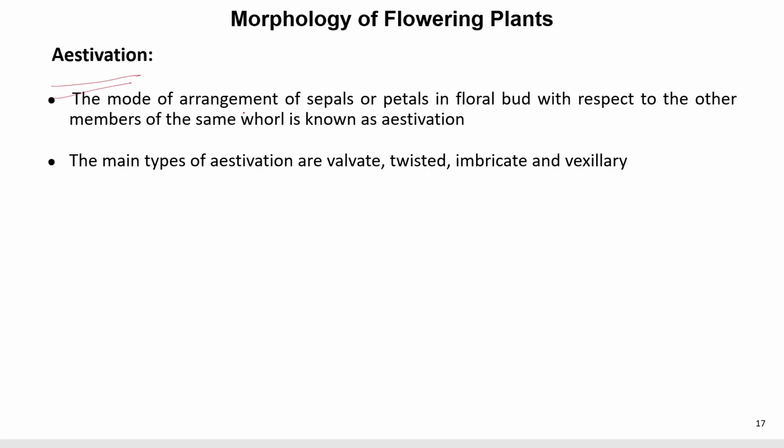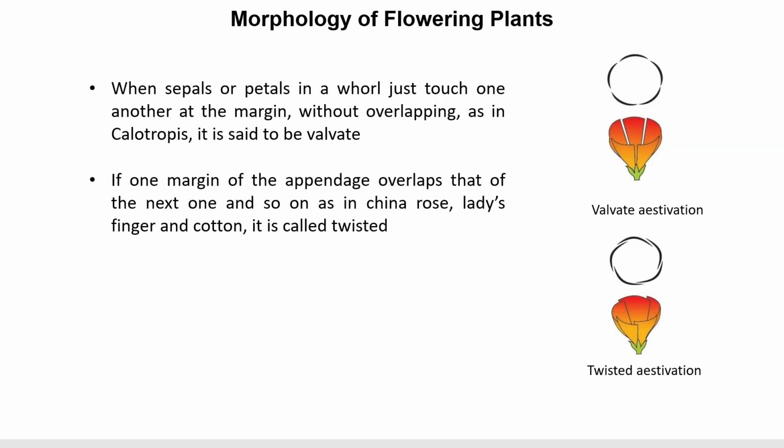Aestivation. The mode of arrangement of the sepals or the petals in the floral bud with respect to other members of the same whorl is known as aestivation. So here we will study how the sepals and petals are arranged with respect to the other members of the whorl on the thalamus. That is called aestivation. So here we have valvate, twisted, imbricate, and vexillary. One by one we will study about it.